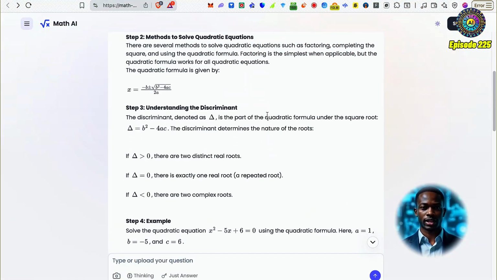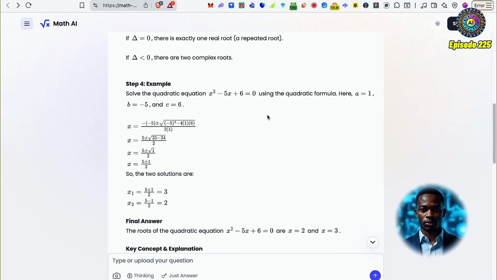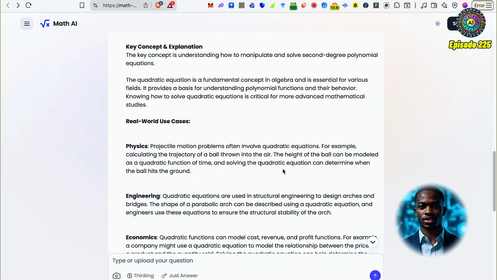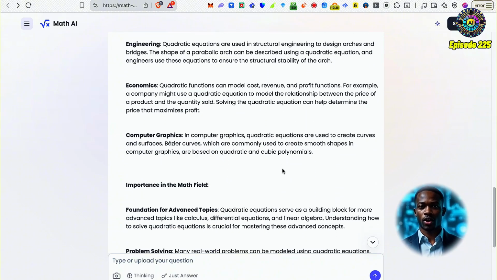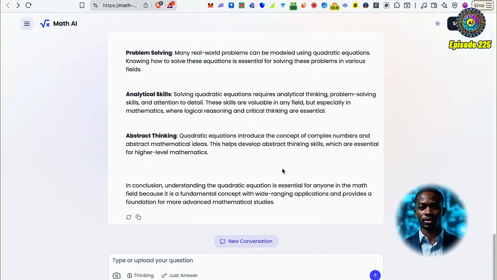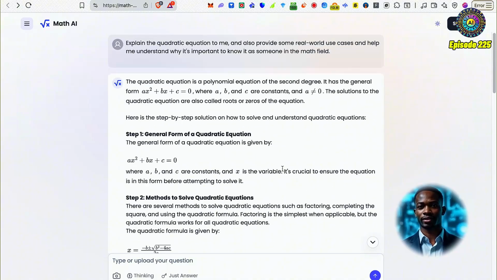Okay, this is really taking me back. Cool. And then we've got examples and the final answer, key concepts, real world use cases, which is what I asked for, and a whole bunch of other different sort of applications, and a conclusion on why it's important in math. Okay, cool. So yeah, this looks quite interesting.